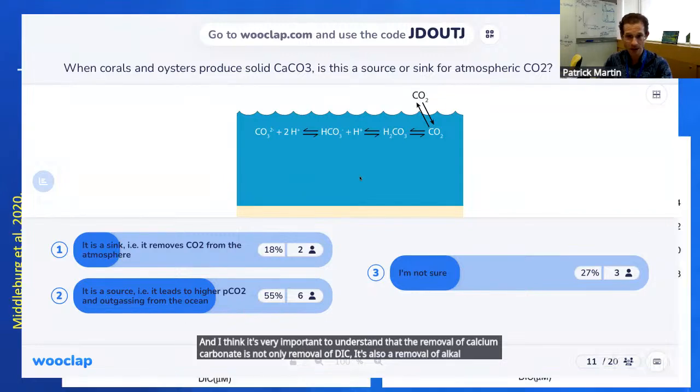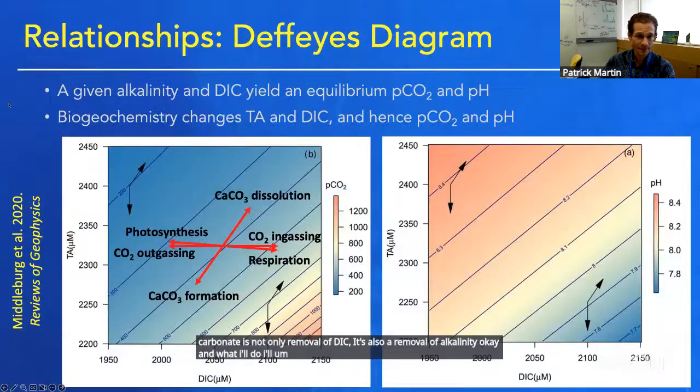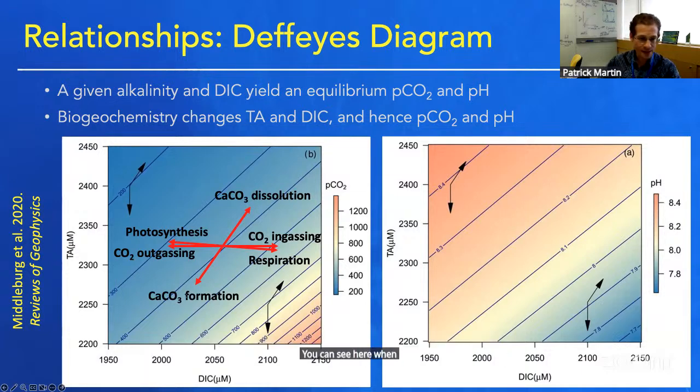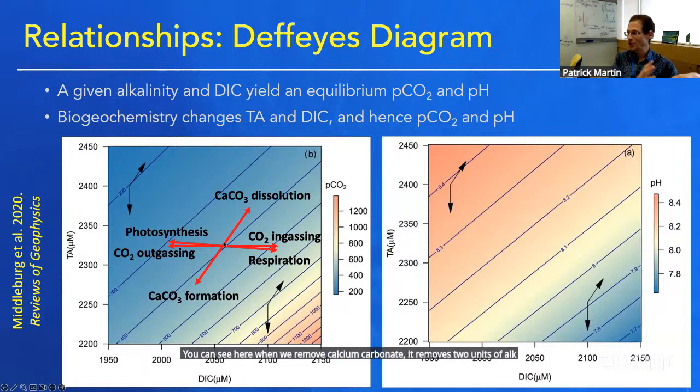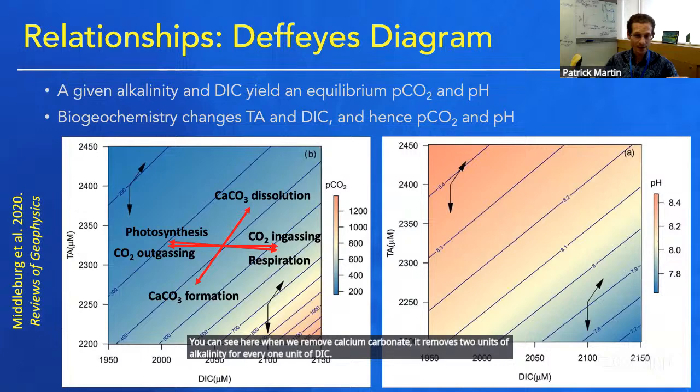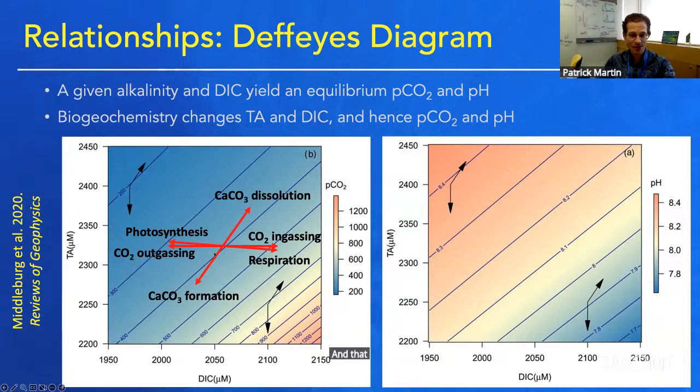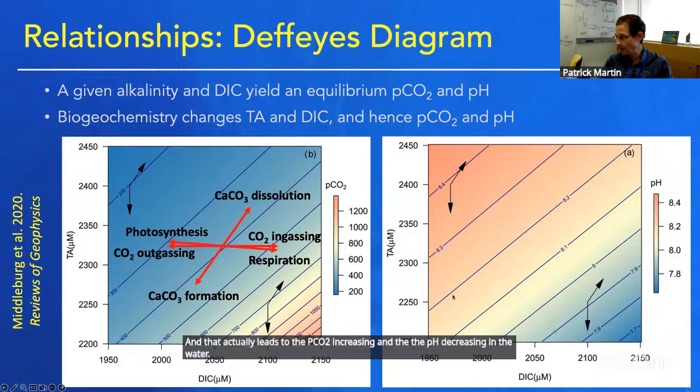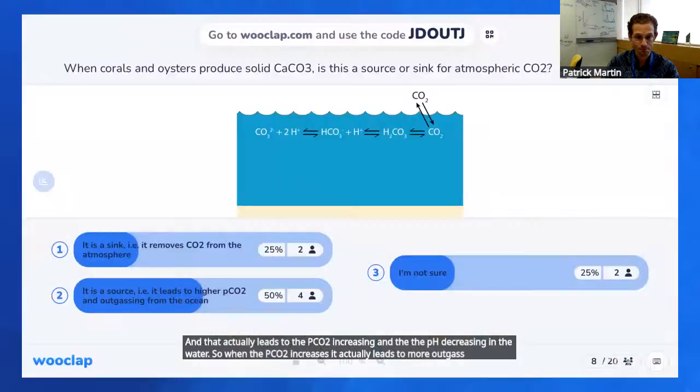Okay, and what I'll do, I'll quickly go back to our diagram here. You can see here when we remove calcium carbonate, it removes 2 units of alkalinity for every 1 unit of DIC. And that actually leads to the PCO2 increasing and the pH decreasing in the water. So when the PCO2 increases, it actually leads to more outgassing of CO2.